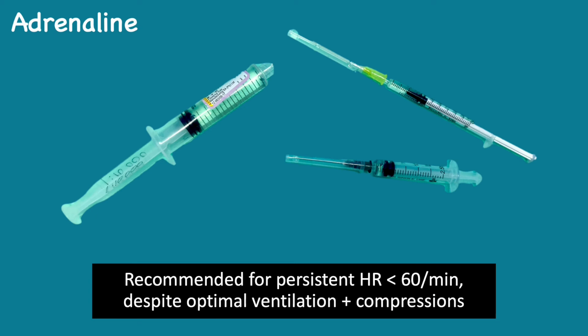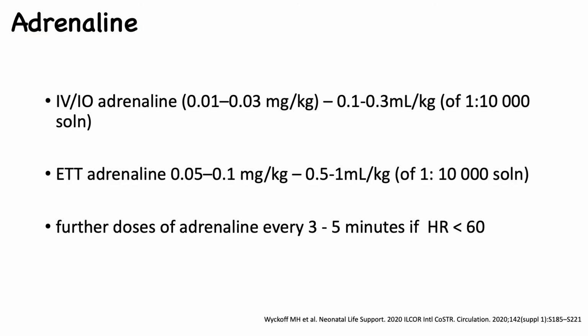Adrenaline is recommended for a persistent heart rate of less than 60 beats per minute despite optimal ventilation and optimal compressions. The dose of adrenaline is best given via the intravascular route, whether that be intraosseous or umbilical vein catheter. The dose is 0.01 milligrams per kg as the starting dose, which is 0.1 ml per kg of a 1 in 10,000 solution. It is best to give intravenous or intraosseous adrenaline.